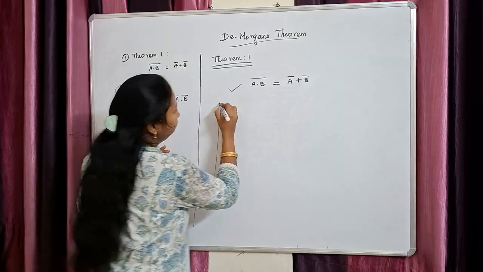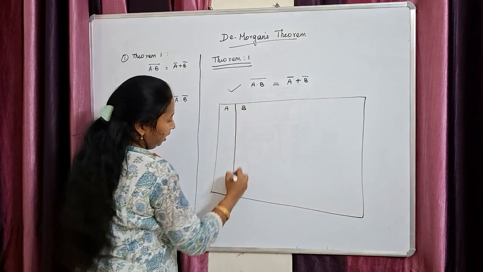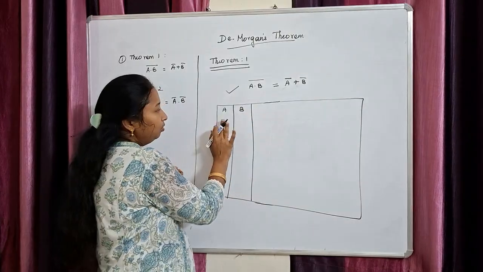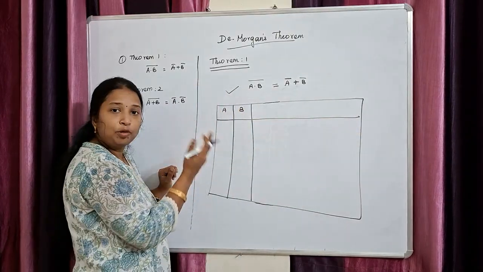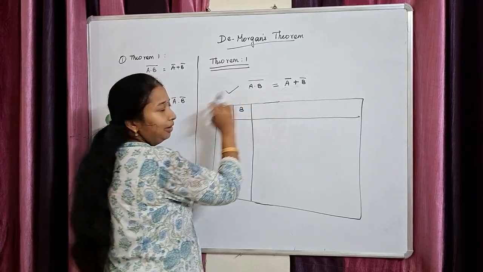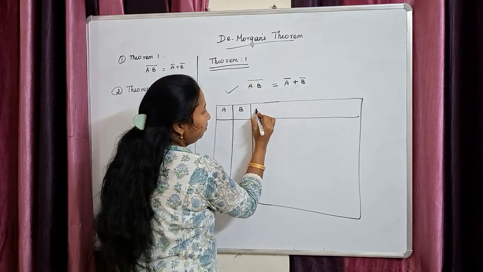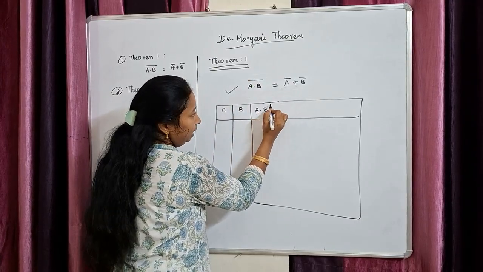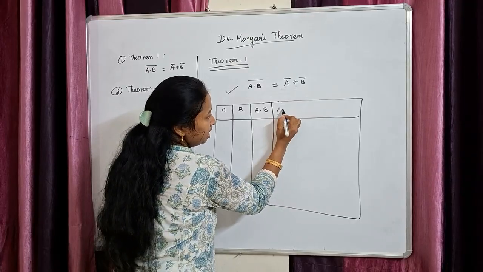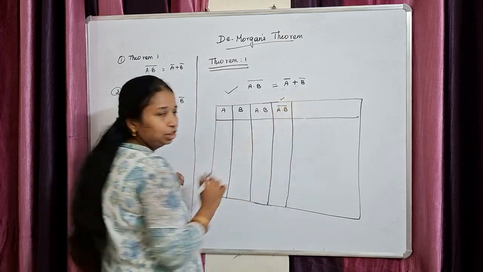Draw the truth table. How many inputs do you have? You have got two inputs, A and B. Now, these two are my inputs. I have to prove my left hand side is equal to my right hand side. Right? Now, what is there in my left hand side? The complement of my product term. So take the product term first, A dot B, and then I'm going step by step. Clear? Now this is going to be my LHS.